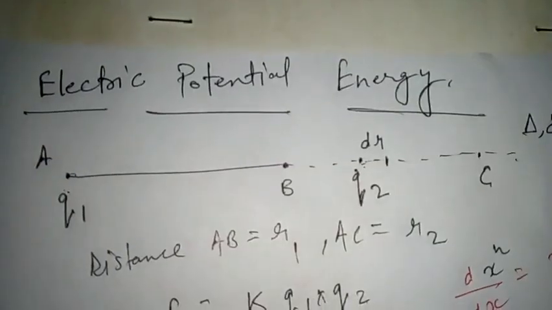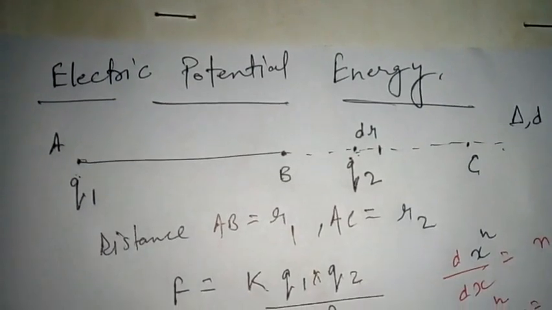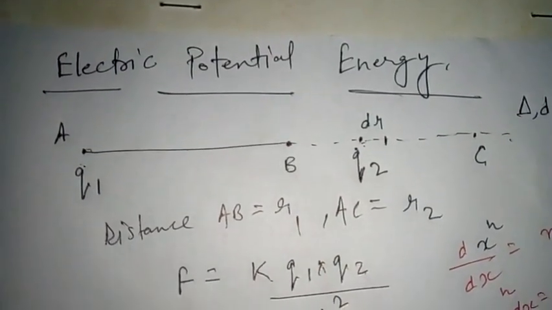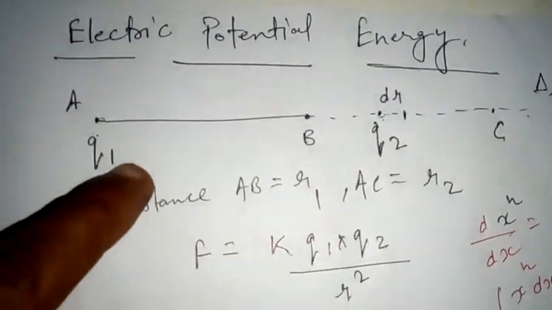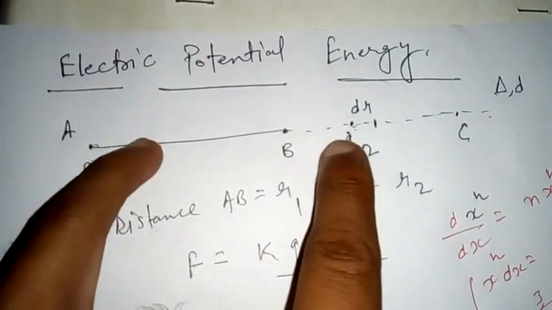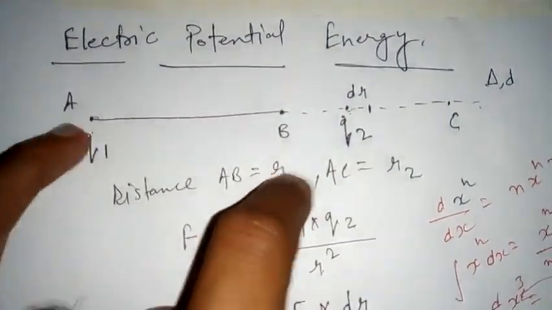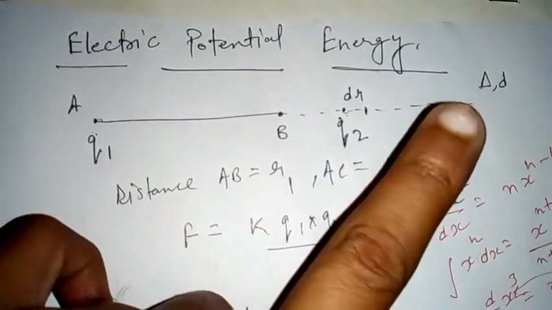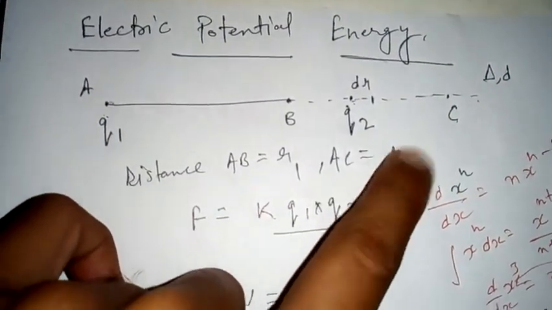Let us look at the topic electric potential energy. In electric potential energy, I have a system of charges. You can see Q1 and Q2 are the charges. AB is the distance, which I have written as R1, and AC, do you see the point C? The distance AC I have written as R2.